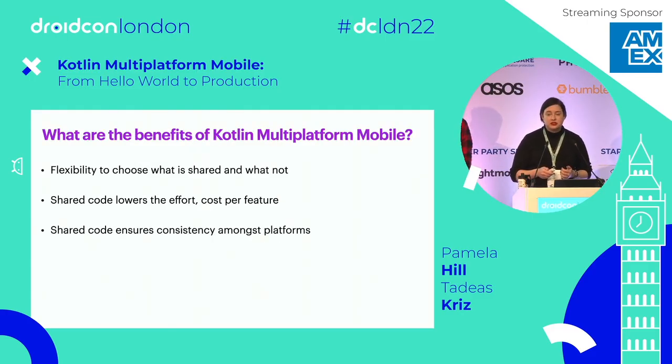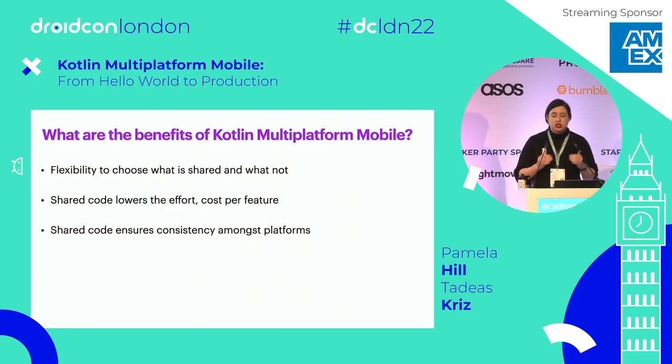So what are the benefits of Kotlin Multiplatform Mobile? Firstly, it's about flexibility, the flexibility on what you choose to share and what you don't share. If you just want to share maybe a complex piece of business logic or an important algorithm and take things from there, you can take baby steps. Secondly, the shared code lowers the effort and cost per feature. For example, you're not going to have to duplicate the effort in developing on both platforms and testing on both platforms, and that will drive down both your development and testing costs.